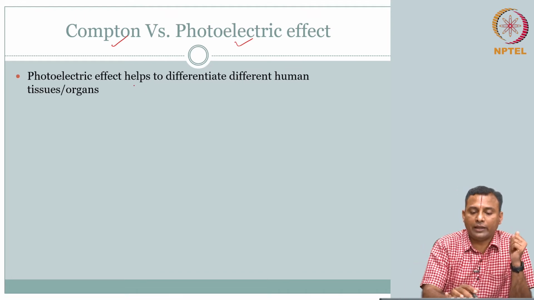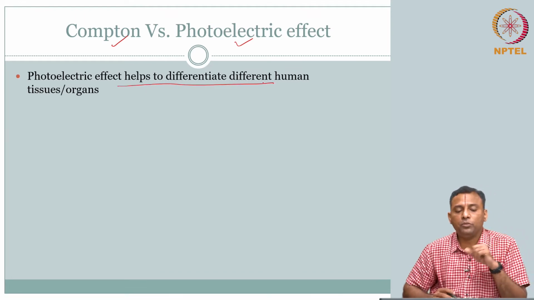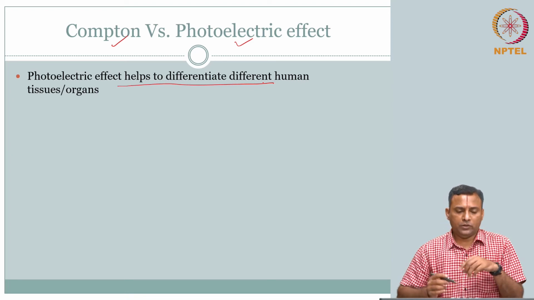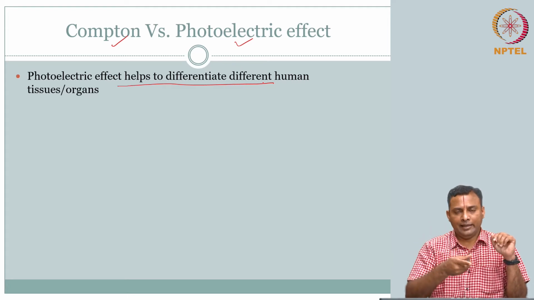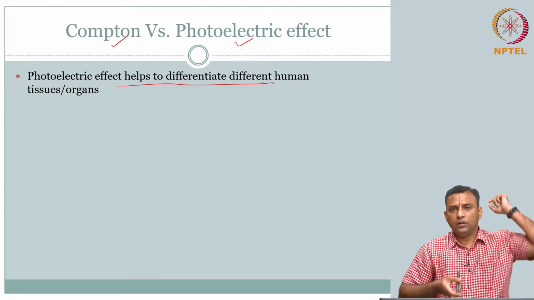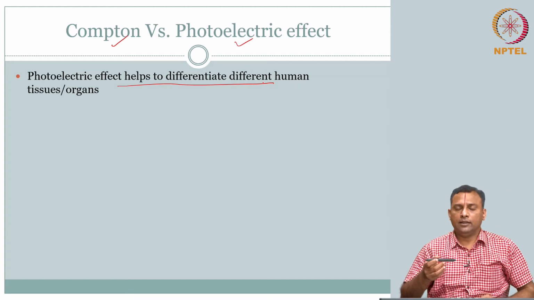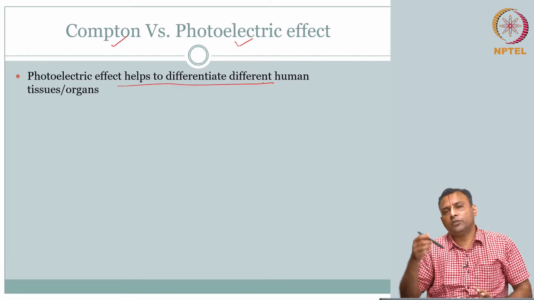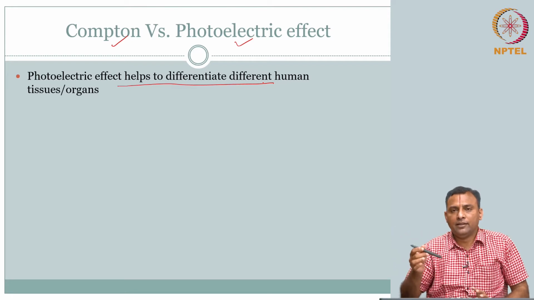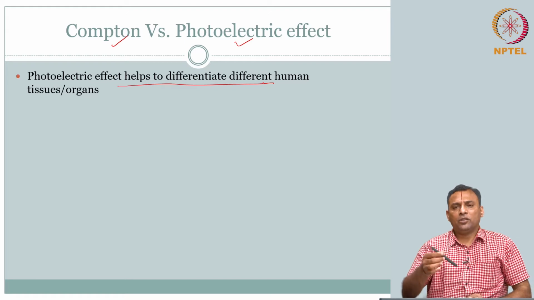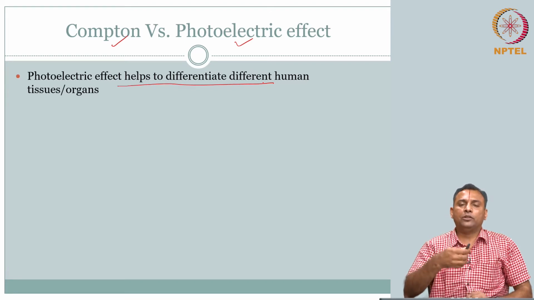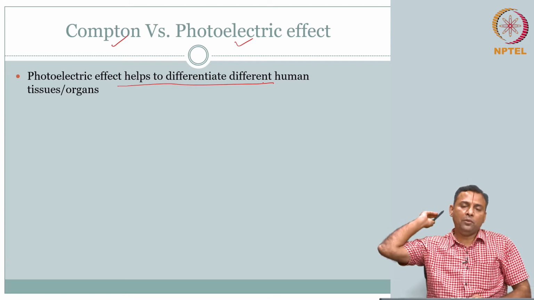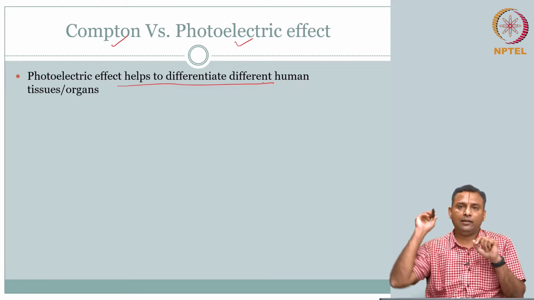Photoelectric effect helps to differentiate different human tissue organs. What does that mean? Why is that statement made? The idea is this: I am just using a simple chest X-ray example that you are probably familiar with. A similar concept works for CT as well. You stood in front of an X-ray tube, X-ray photons came in, and behind you there was a detector detecting the X-rays that come out.